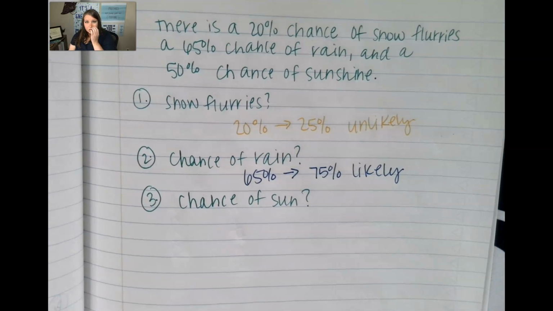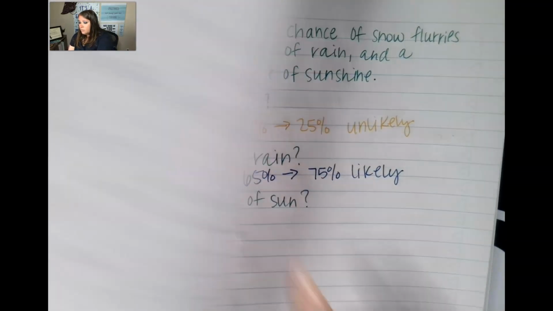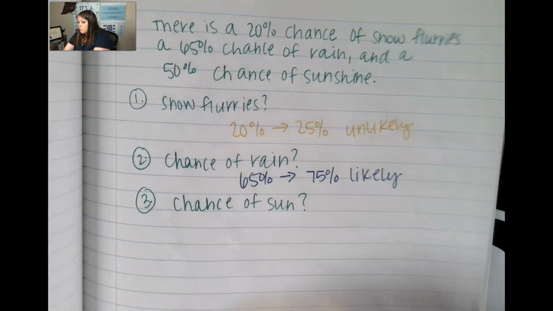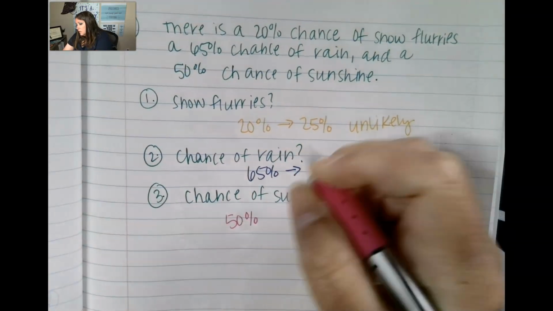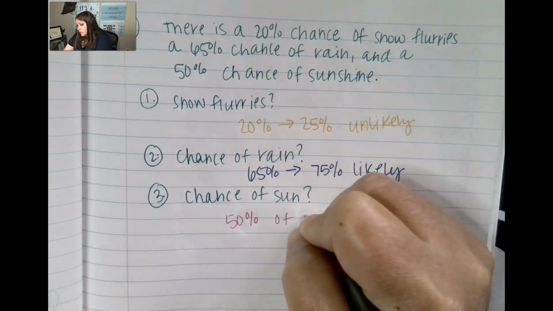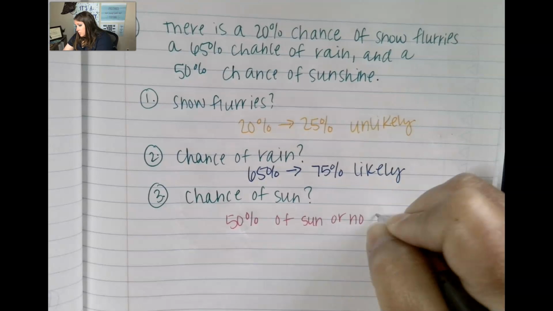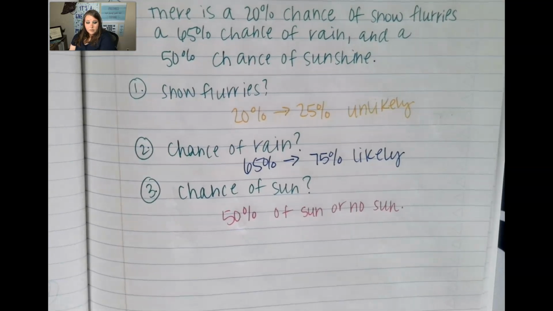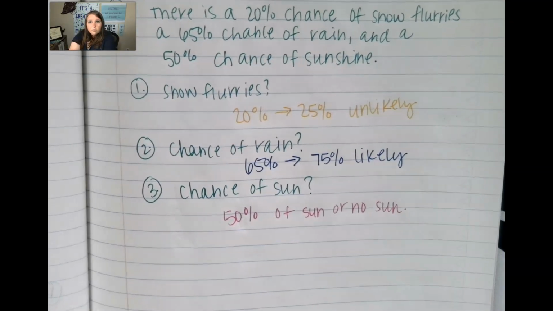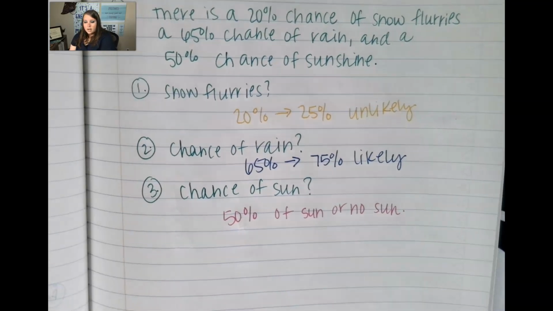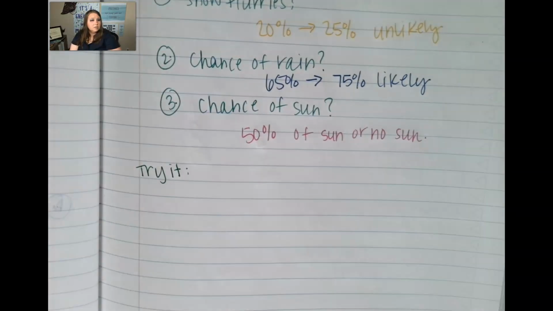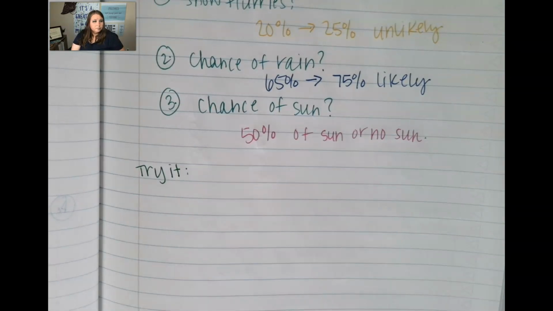And the last one is chance of sun is 50%. Well, we know 50%. It could happen, and maybe it won't happen. So 50-50 shot, right? 50-50% of sun or no sun. Okay, we are going to go ahead now and do your own experiment where you're going to use the chart and you're going to do a try it and see if you can answer the questions using the chart.